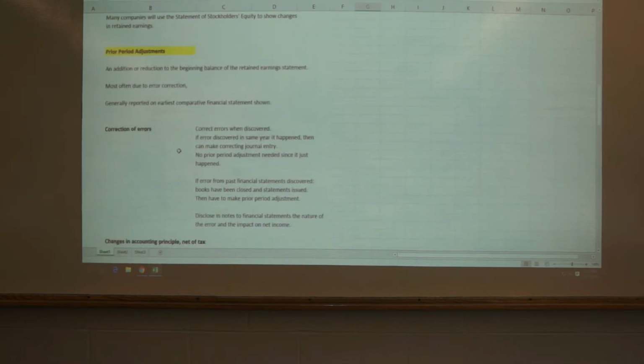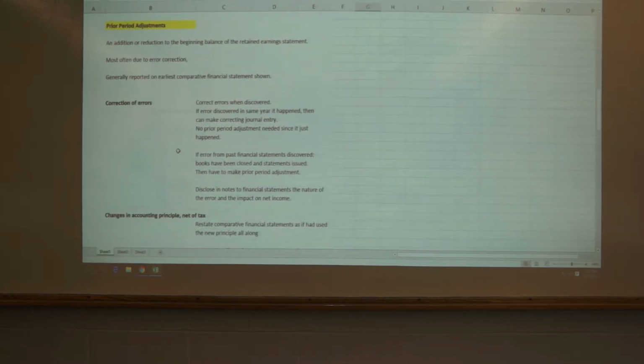Prior period adjustments. These are adjustments that we make to the beginning of our retained earnings statement, and there's a couple of categories of things that cause this to happen. One of them are what's called prior period adjustments. What we do is we adjust the beginning retained earnings, and usually it has to do with errors.